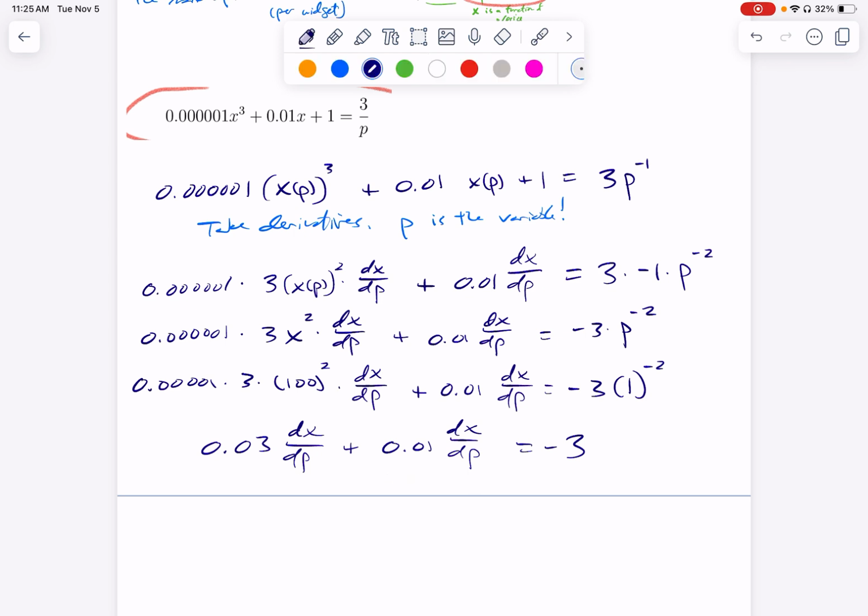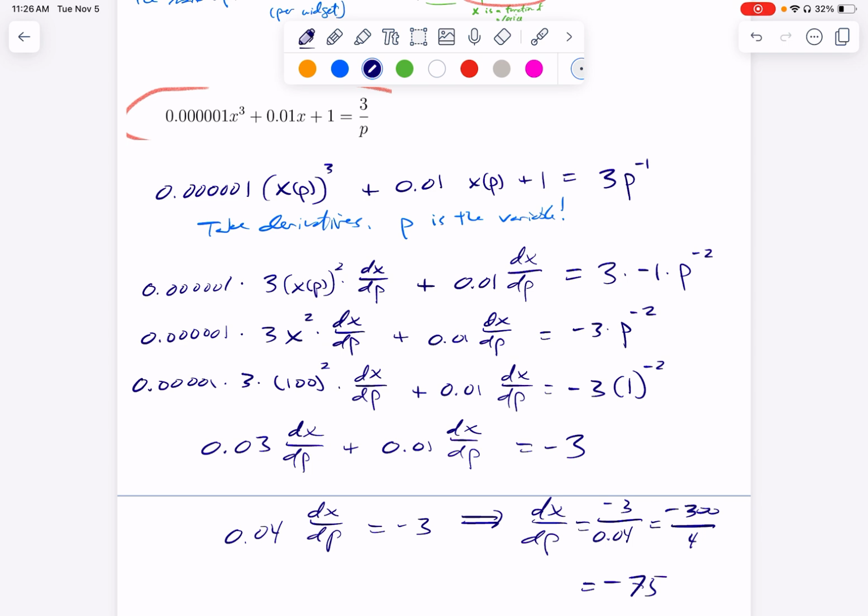These are like terms, so I can combine them. So I have 0.04 dx dp equals negative 3, which means that dx dp is negative 3 over 0.04, which is pretty awkward. I could multiply top and bottom by 100, and this works out to negative 75. So don't really get too overwhelmed by all the calculations. I just want you to realize that even if we're not talking about graphs, maybe this method works.